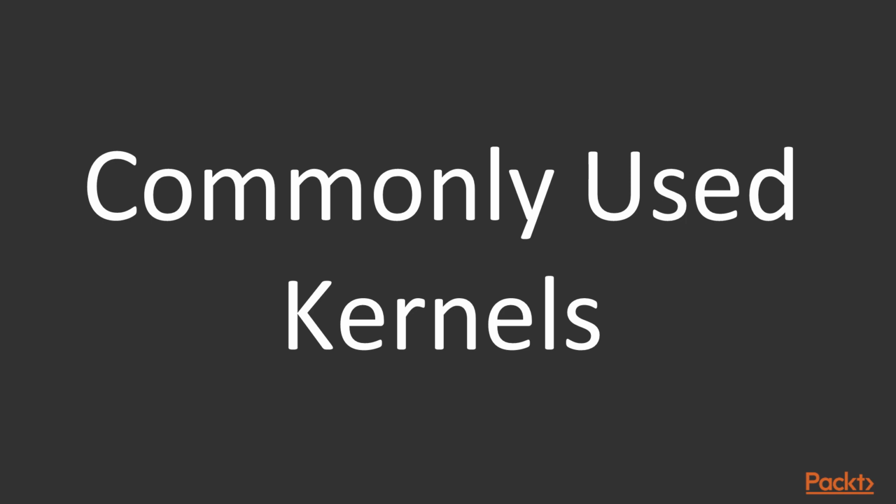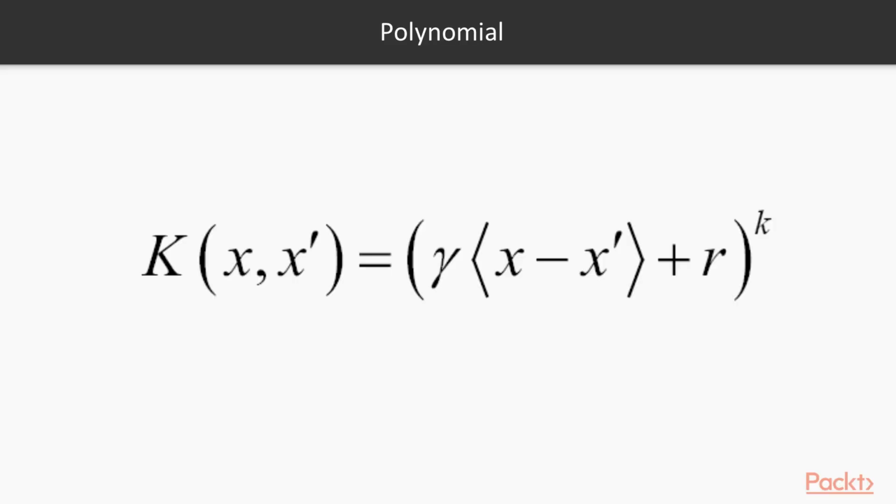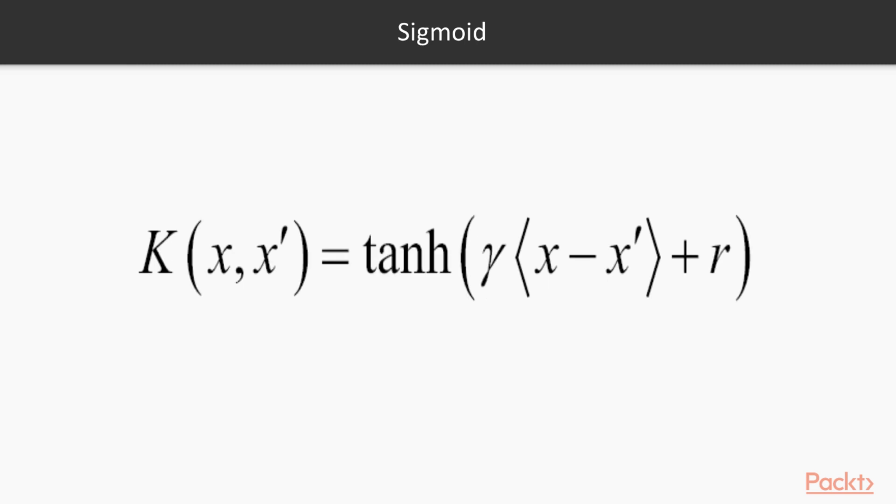Scikit-learn provides several commonly used kernels, including the polynomial, sigmoid, Gaussian, and linear kernels. Polynomial kernels are given by this equation. Quadratic kernels, or polynomial kernels where k is equal to 2, are commonly used in natural language processing. The sigmoid kernel is given by this equation. Gamma and r are hyperparameters that can be tuned through cross-validation.